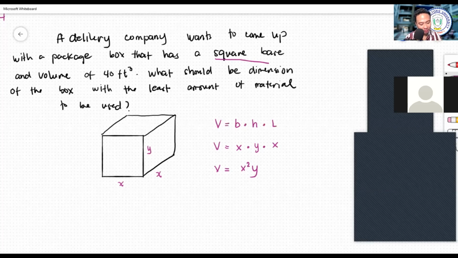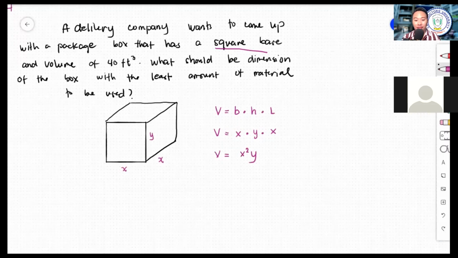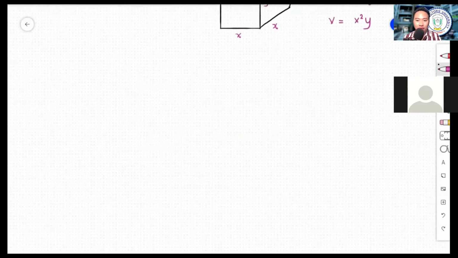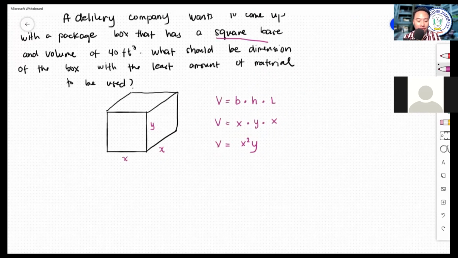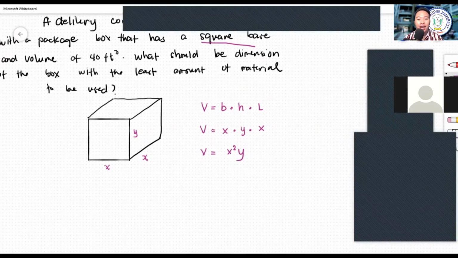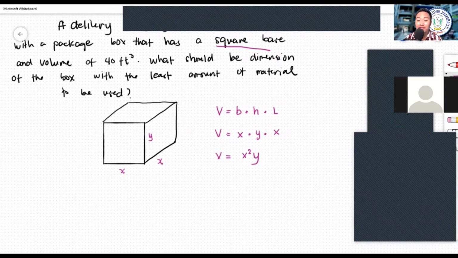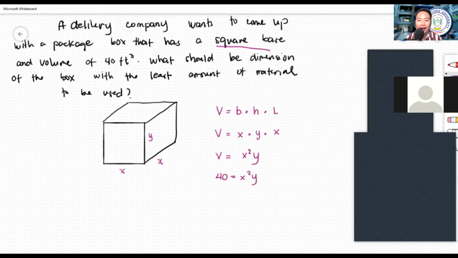Okay, now we know what the volume is. How much is the volume? 40. So I'm going to change V to 40 equals x squared y.